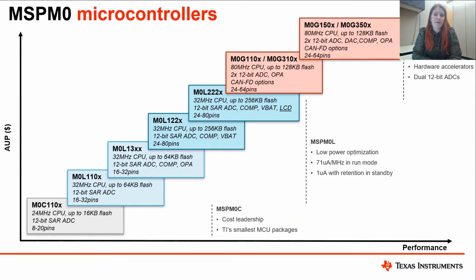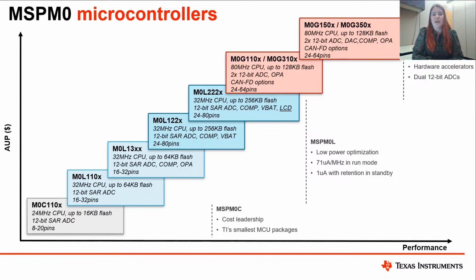The MSPM0 microcontroller portfolio spans across a wide range of performance and cost options. We offer three main families, including MSPM0C, MSPM0L, and MSPM0G. Starting on the bottom left, we have our MSPM0C devices. These are our lowest cost and smallest size microcontrollers that we provide here at TI, perfect for replacing 8 to 16-bit microcontrollers and general housekeeping functions as well.